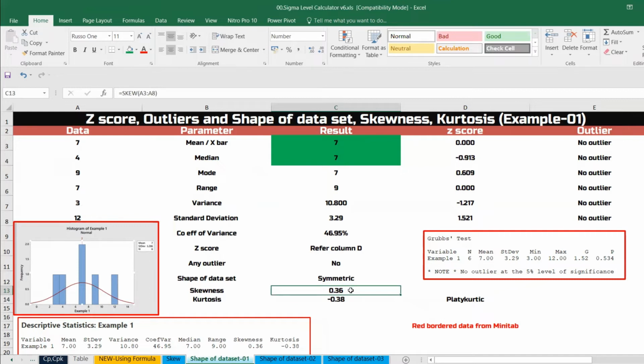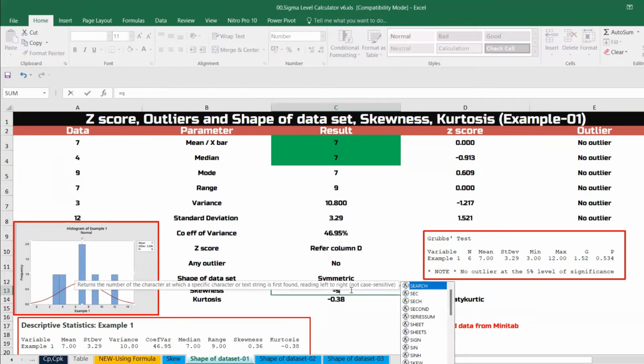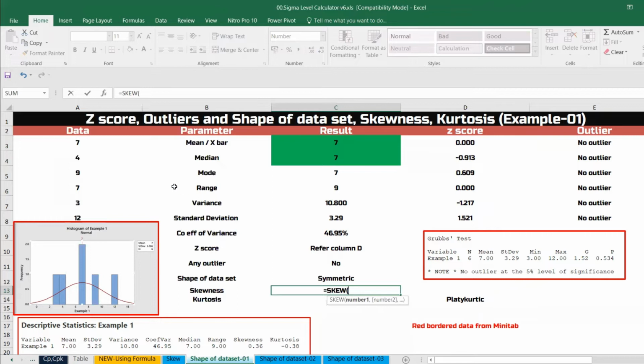Because 100% zero is very, very difficult to get. There is skewness, but the skewness is still under the limit. So 0.36 is the skewness. The first skewness formula is, for example, you can give equal to skew, and then you can give the numbers. These are all the numbers, and you can give okay.